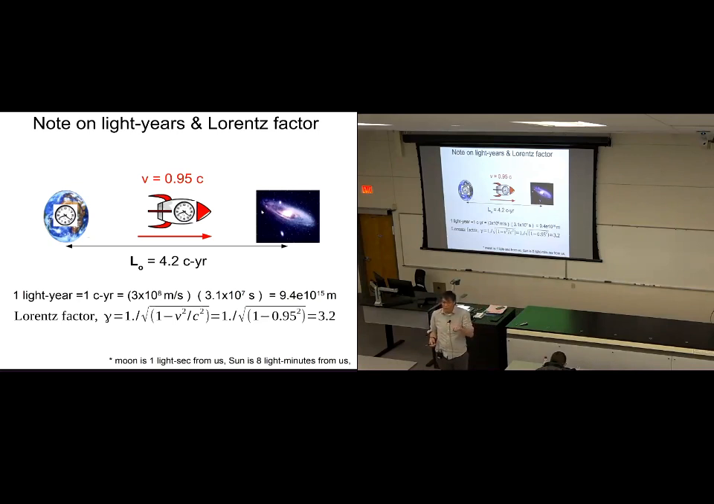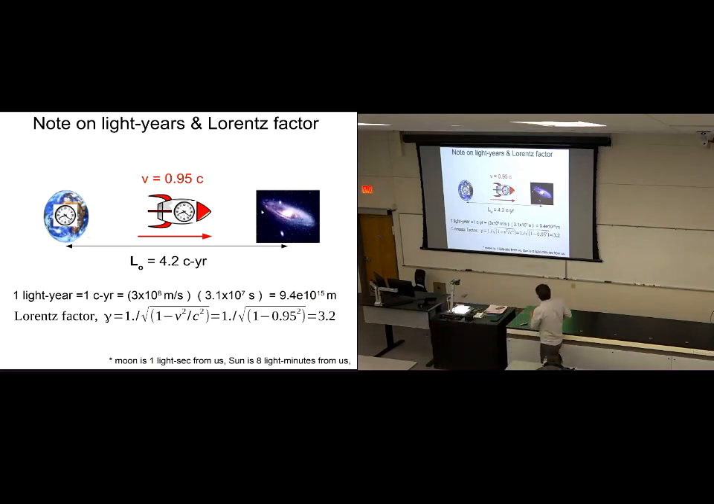So 3 times 10 to the 8 meters per second means 3 times 10 to the 8 meters is a light second. That's the distance traveled by light in 1 second. But you could also figure out the distance, this enormous number, light traveled in 1 year. That's a light year. A light year is a distance. And so it's a way of measuring distances when distances are very big.